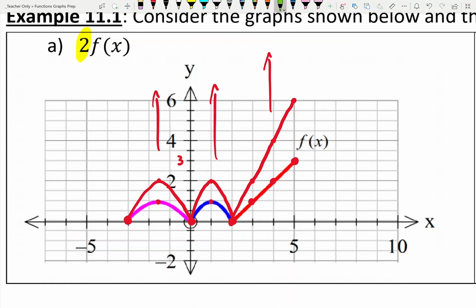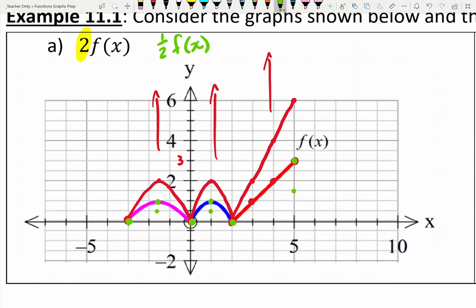In green, I'm going to do a half of f of x to see what that looks like. So again, we find these critical points. Again, the axis intercepts will stay exactly where they are. This point at -1.5, 1 will be compressed to -1.5, a half. This point at 1, 1 is compressed to 1, a half. And our endpoint at 5, 3 is compressed to 5, 1.5, which is here.